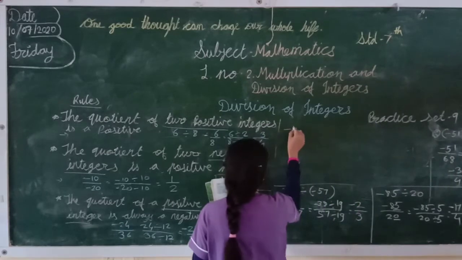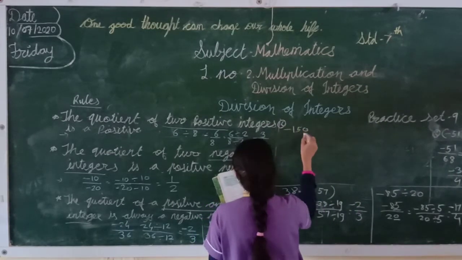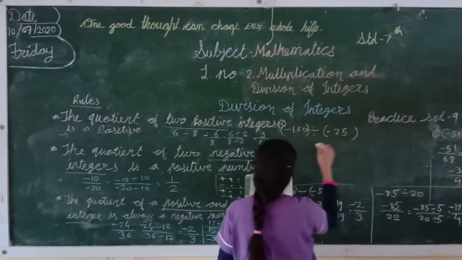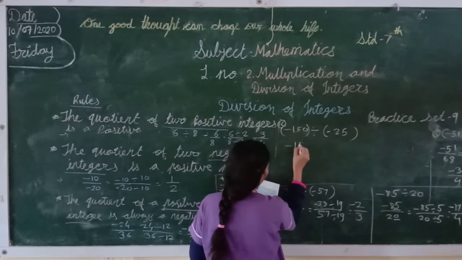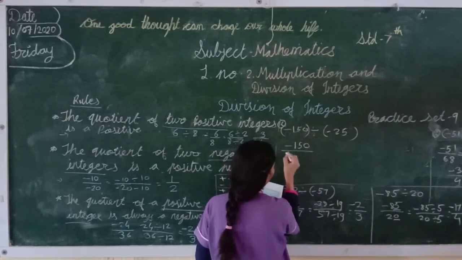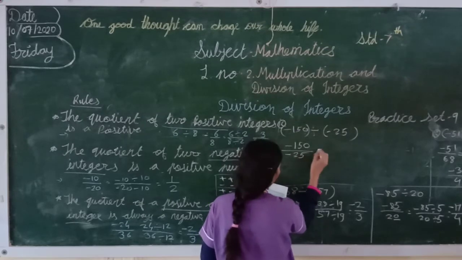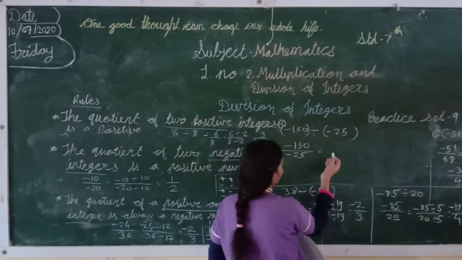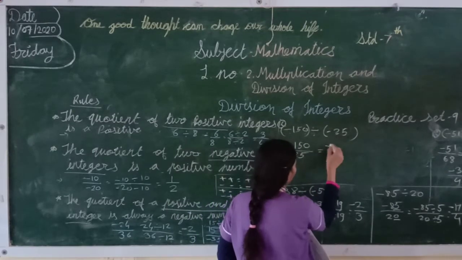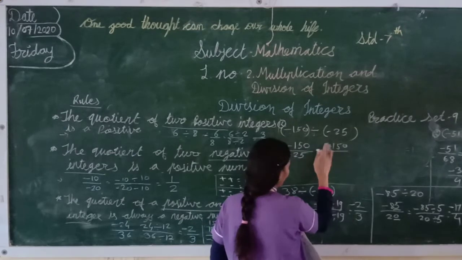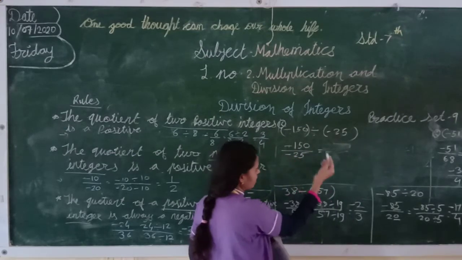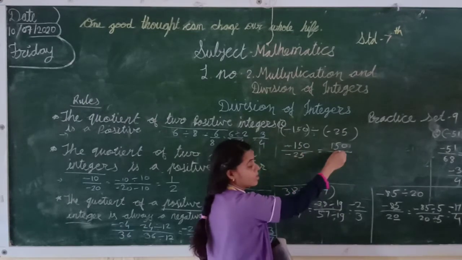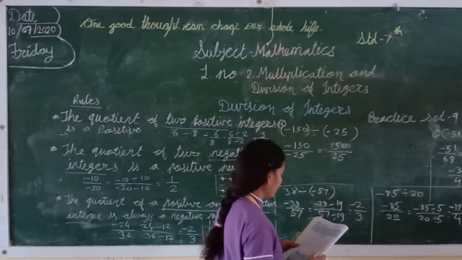Question number 6. 150 divided by minus 25. Okay, student, here see 150 upon minus 25. Student, we know the minus plus rule. First we will solve the sign. Directly we will write minus plus. So 150 upon 25, minus plus, so the answer will come minus.